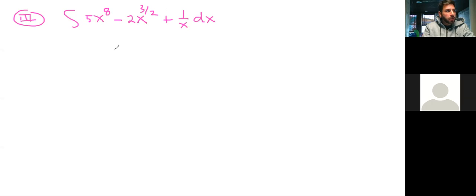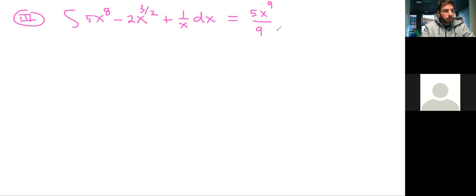Now, what you'll notice here is, do you see any bounds here? There are no bounds here. So by context, this means that what I should get for my answer should not be a number. It should just be the antiderivative plus a constant. So let's integrate this. This becomes 5x to the 9th over 9.